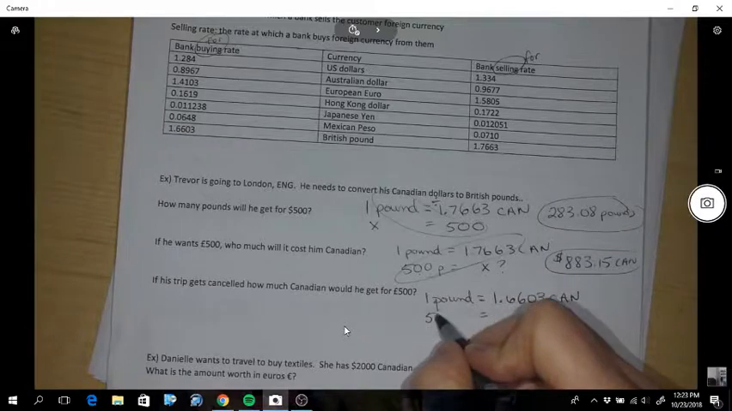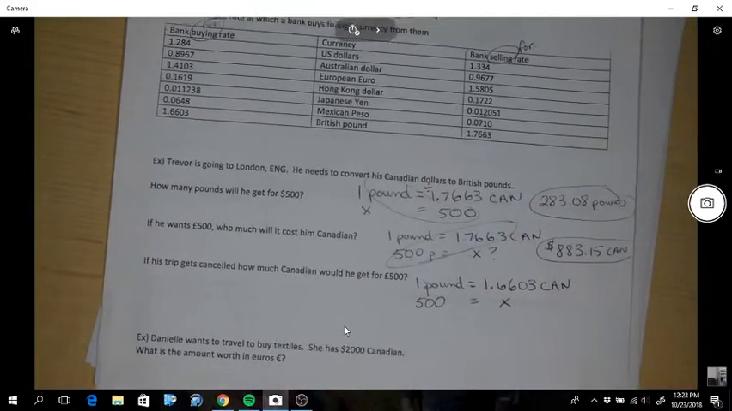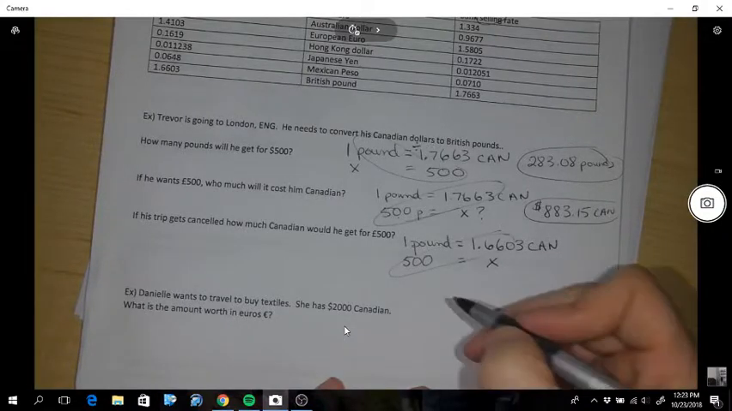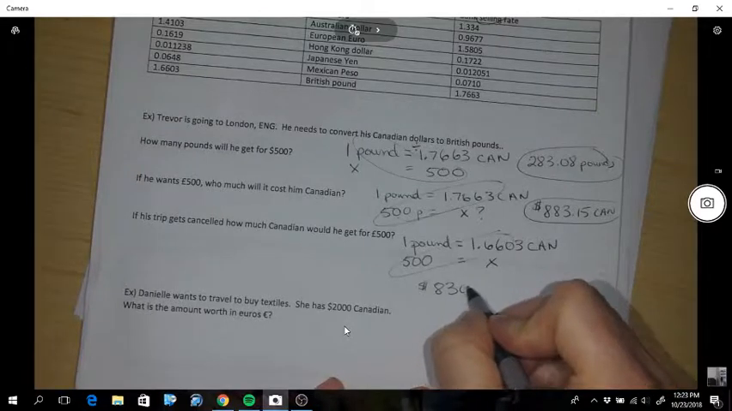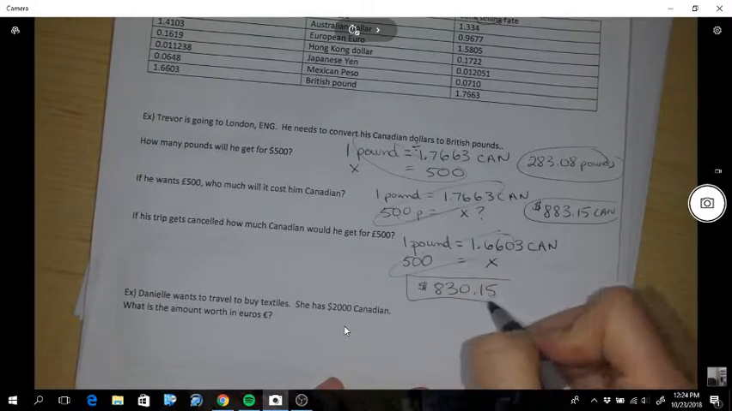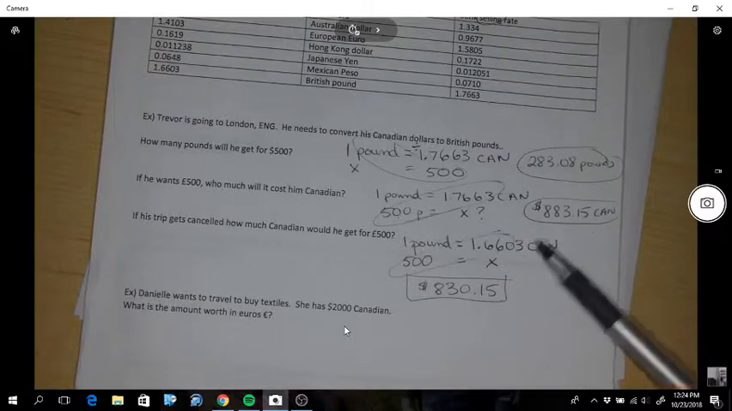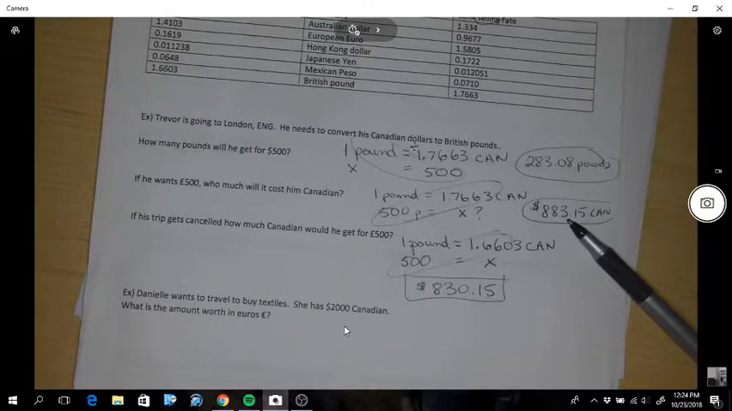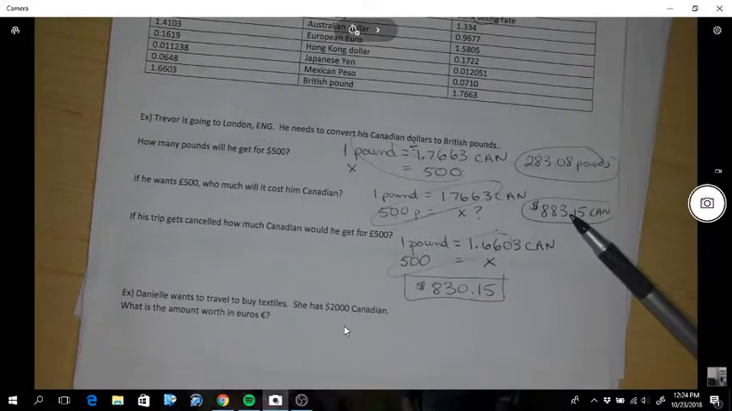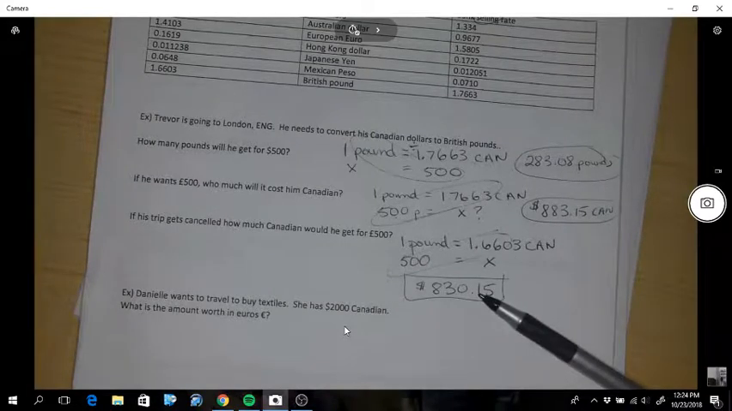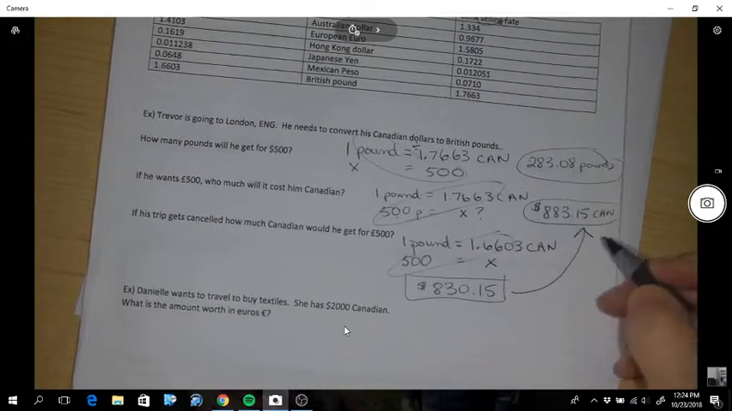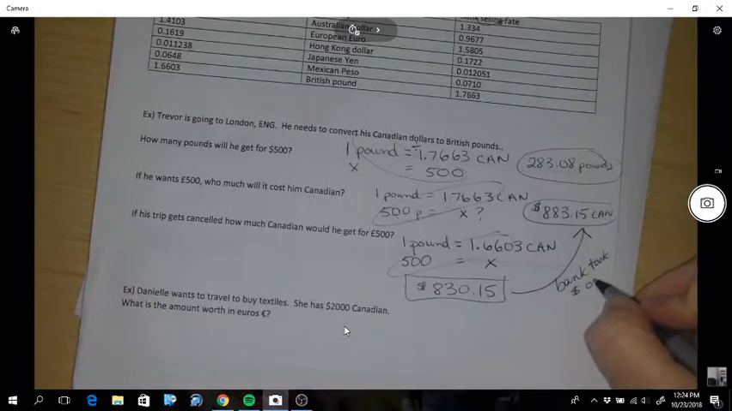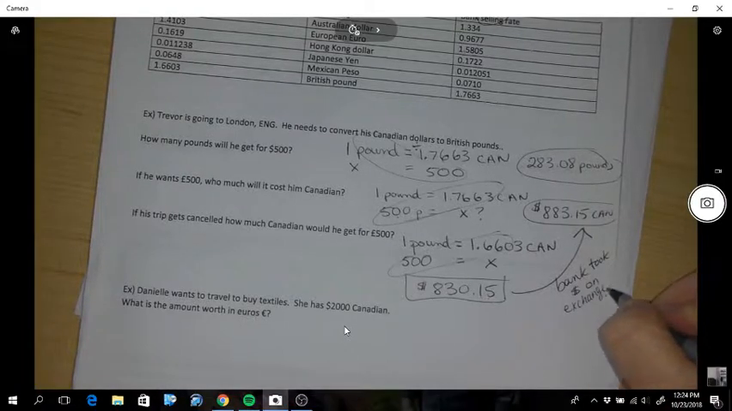So if you bring those 500 pounds in, how much Canadian would you get back? So 500 times 1.6603 is 830.15. So let's look at what happened here. To buy the 500 pounds, it cost you $883.15, but then when you took that exact money back, you didn't get your $883 back. So the bank took money on your exchange. Right? The bank's always got to make money.